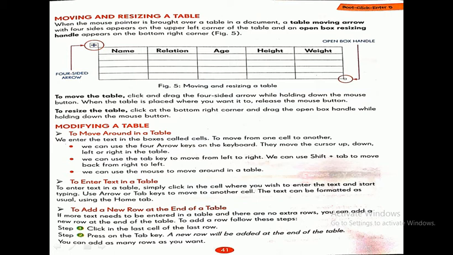To move around in a table, use the arrow keys, or the tab key, or shift plus tab to move from right to left, or you can use the mouse also. The text can be formatted as usual using the home tab.